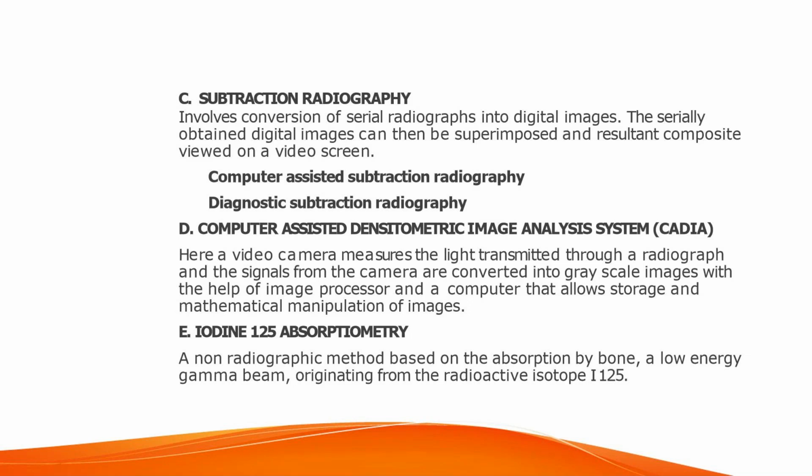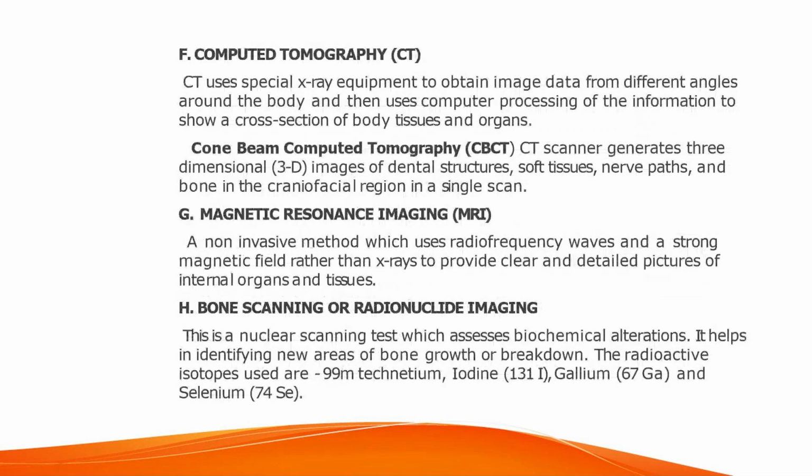Then iodine 125 absorptiometry is a non-radiographic method that is based on the absorption by bone of a low energy gamma beam that originates from the radioactive isotope I-125. Then further we have computed tomography, which uses special X-ray equipment to obtain image data from different angles around the body, and then uses computer processing of the information to show a cross section of body tissues and organs. This is not used for dental purposes, it is used for medical purposes.